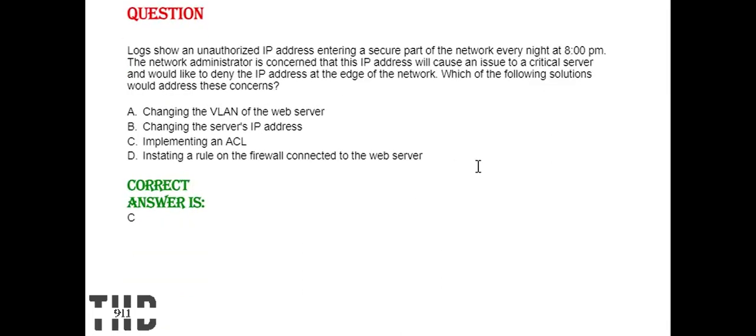Logs show an unauthorized IP address entering a secure part of the network every night at 8 p.m. The network administrator is concerned that this IP address will cause an issue to a critical server and would like to deny the IP address at the edge of the network. Which of the following solutions would address these concerns? Option A, changing the VLAN of the web server. Option B, changing the server's IP address. Option C, implementing the ACL. Option D, instating a rule in the firewall connected to the web server. The correct answer is option C.